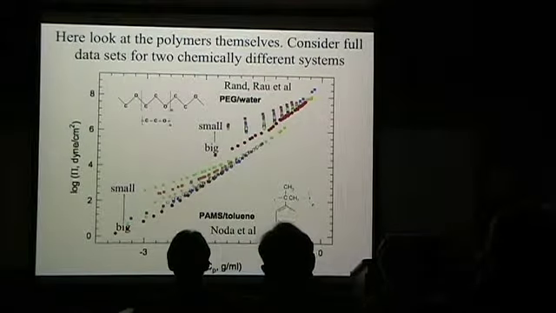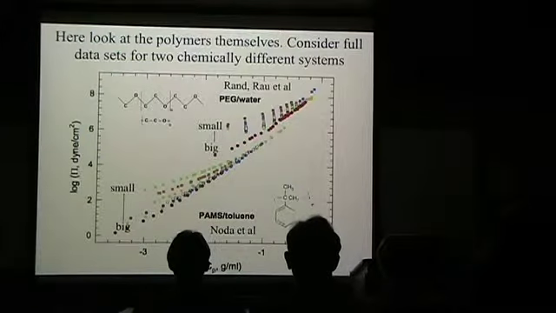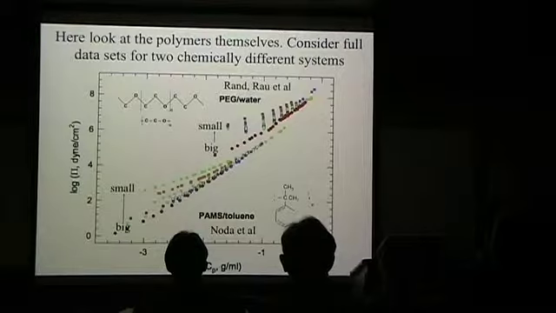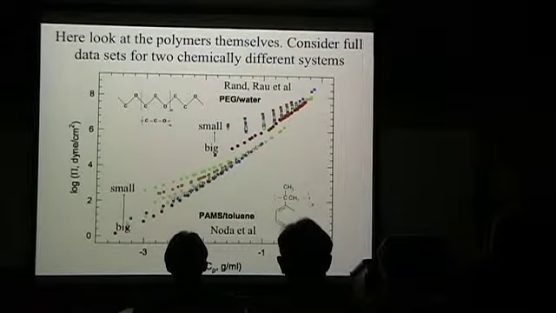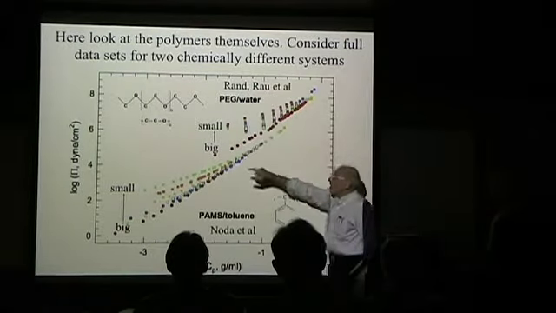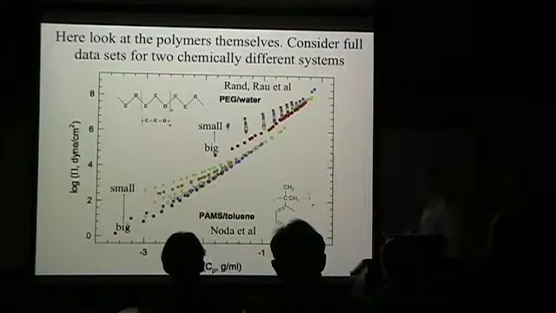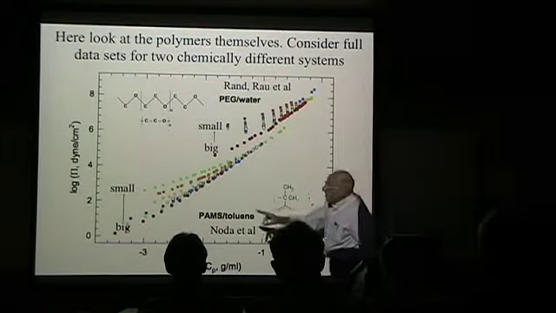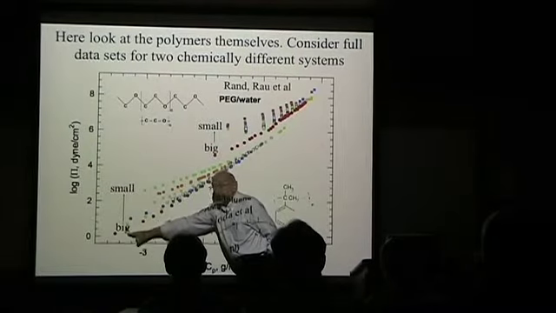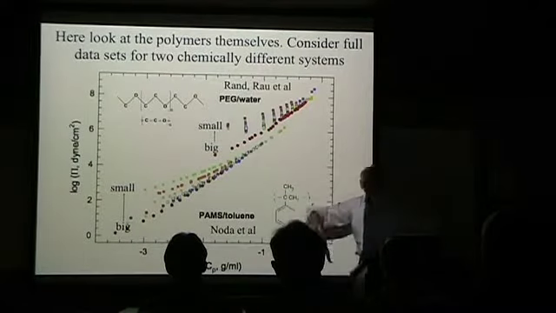Essentially, we collected these data to make the force measurements I'm talking about. And here all I've done is plot the pressure for the polymers versus the concentration. Two different polymer systems, PAMs and toluene, nonpolar, and polyethylene glycol and water. And what's neat here is the same chemistry chopped up to small or one big polymer.